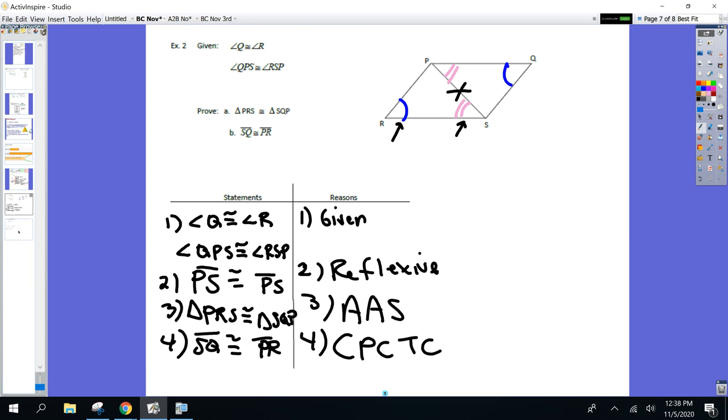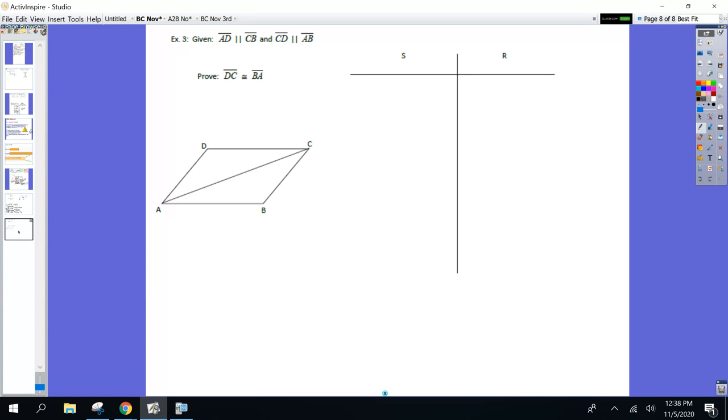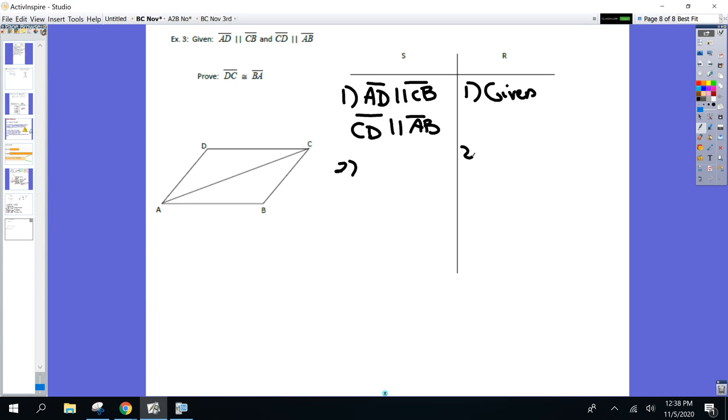All right, this next one, maybe. Because I didn't give you anything congruent on this one. Nothing is congruent. That's up to you now to fill in everything. Because nothing is congruent I gave you. I just got parallel lines.